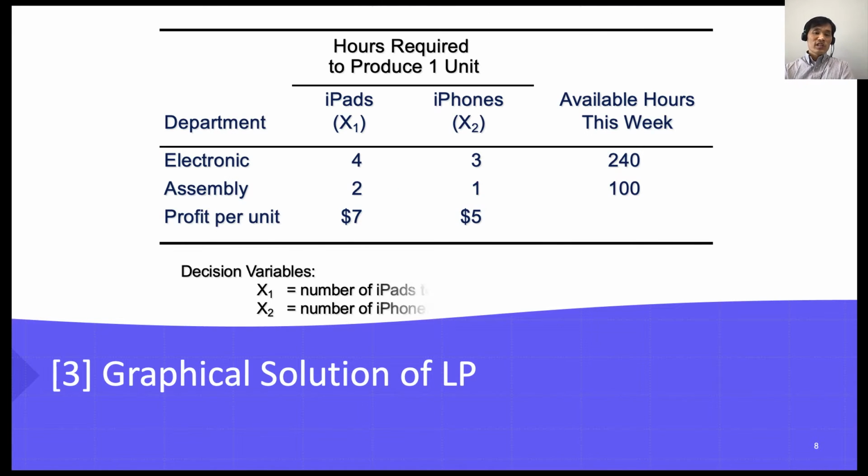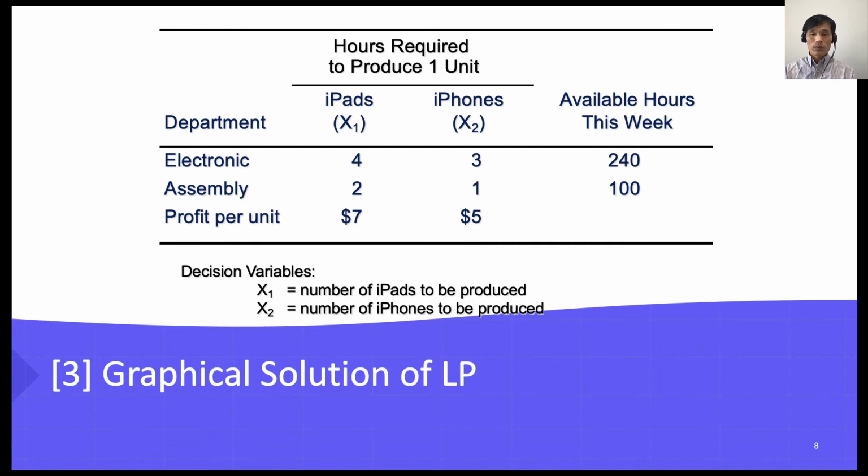The third agenda is graphical solution of linear programming. One of the most common linear programming applications is the product mix problem. 2 or more products are usually produced using limited resources. The company would like to determine how many units of each product it should produce to maximize overall profit given its limited resources. Let's look at an example.